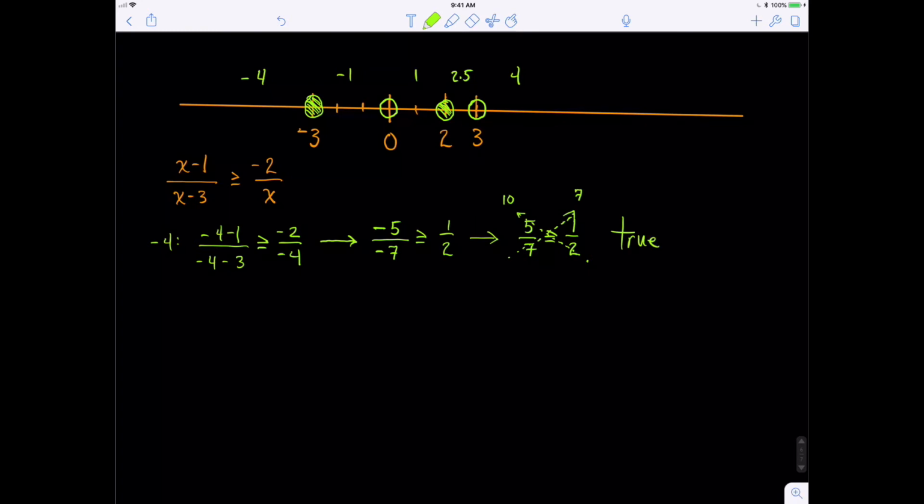And so we can shade this region. So we're going to just shade all of this region below negative 3. So I'll put an arrow on it. And that's our region that we just found. And now we repeat the process.